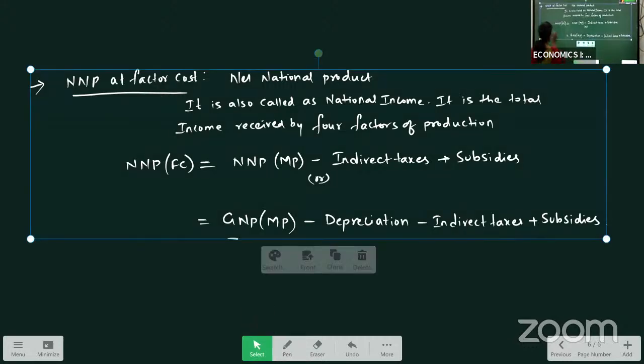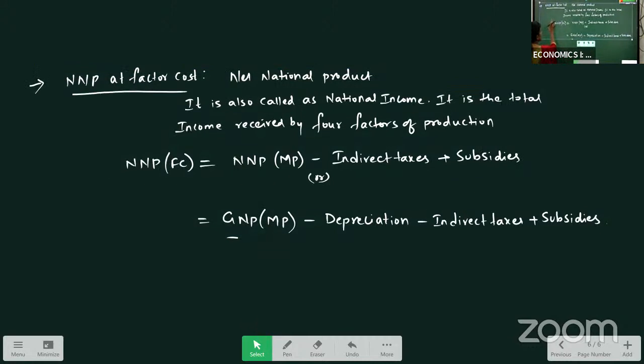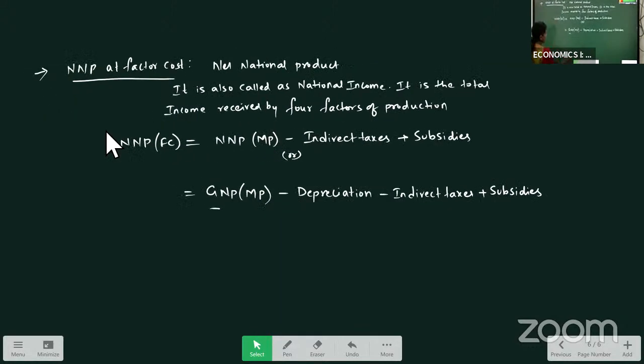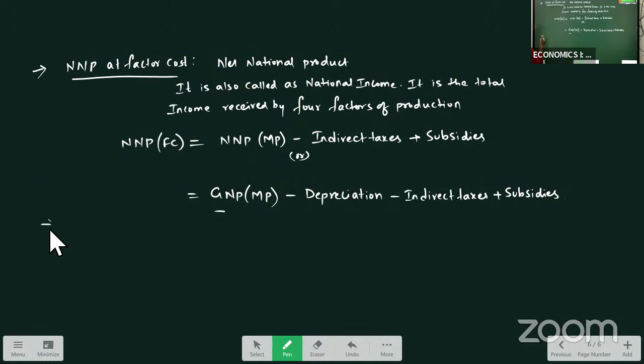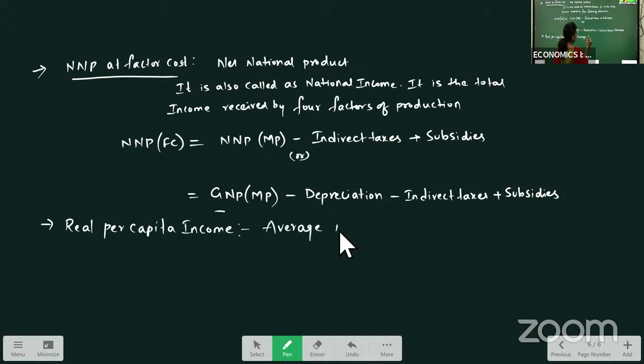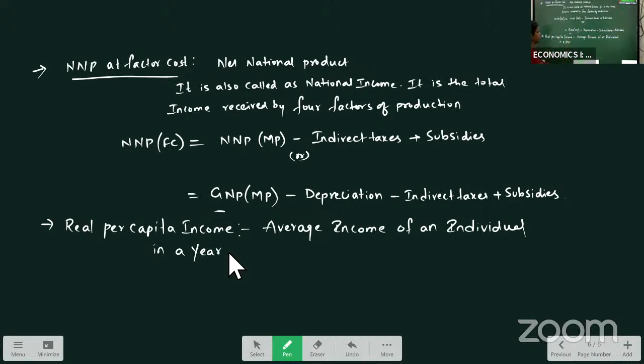Next question is real per capita income. What is per capita income? Per capita income is the average income of an individual in a year.